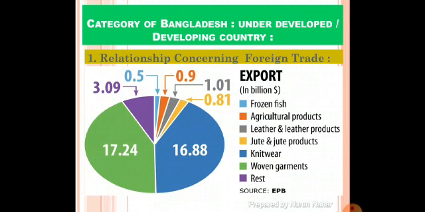Agricultural products are exported 0.9%. Leather and leather products are exported 1.01%. Jute and jute products are exported 0.81%. Knitwear is exported 16.88%. Frozen fish is 0.5%, and the rest of the amount is 3.09%.